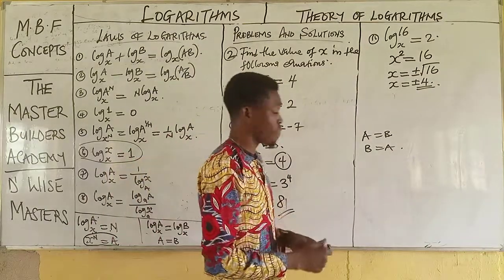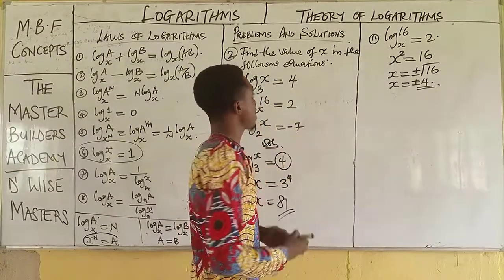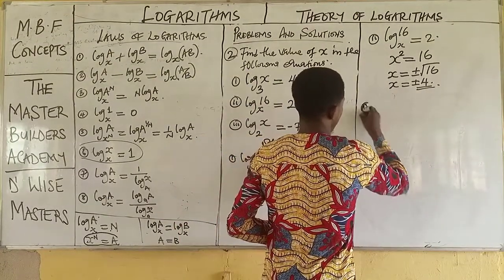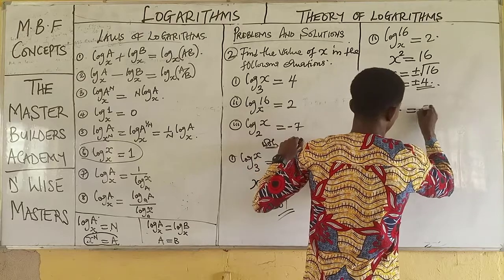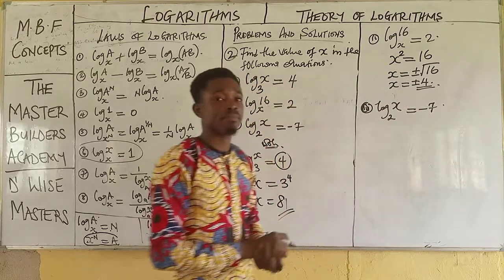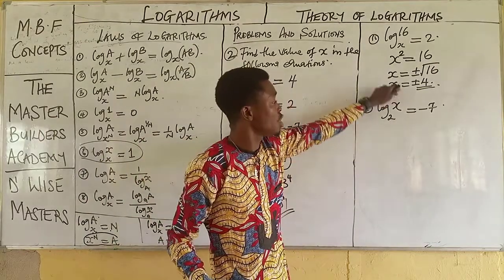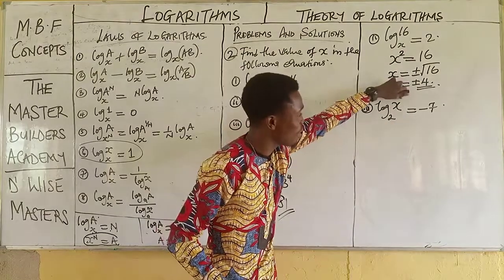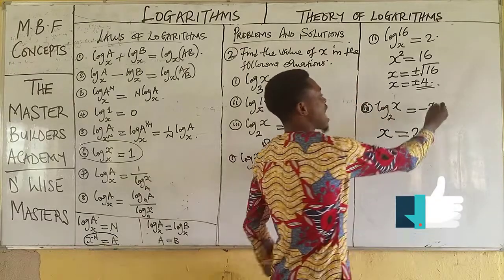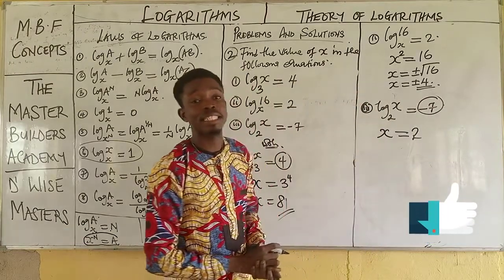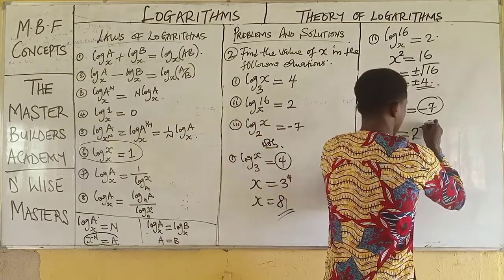Now guys, what happened to question number 3? For question number 3, we have log x base 2 is equal to minus 7. It's the same thing. I have a log equal to a number, a constant. All I need to do is equate the number to the base. So in this case now, the number is the unknown. So I'll pick the unknown first, then equate it to the base. Now whatever I have at the right hand side as the constant becomes the power of the base. Here the base is 2. That means I will have 2 raised to the power of minus 7.